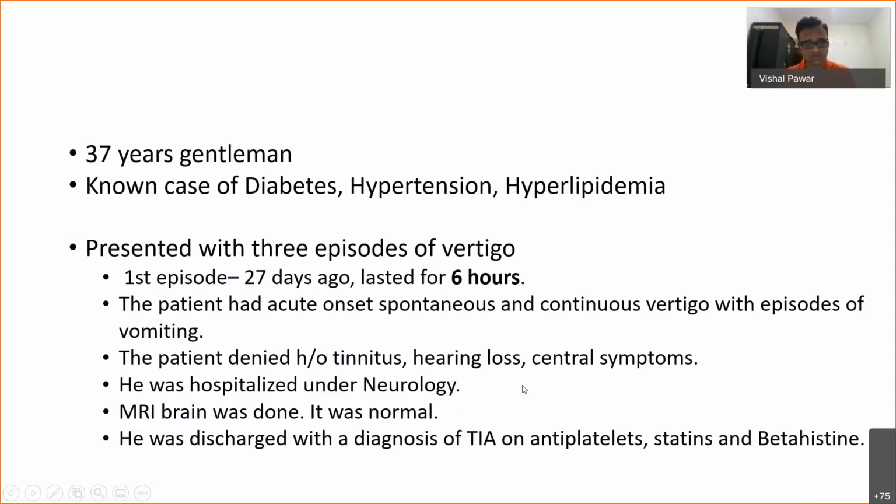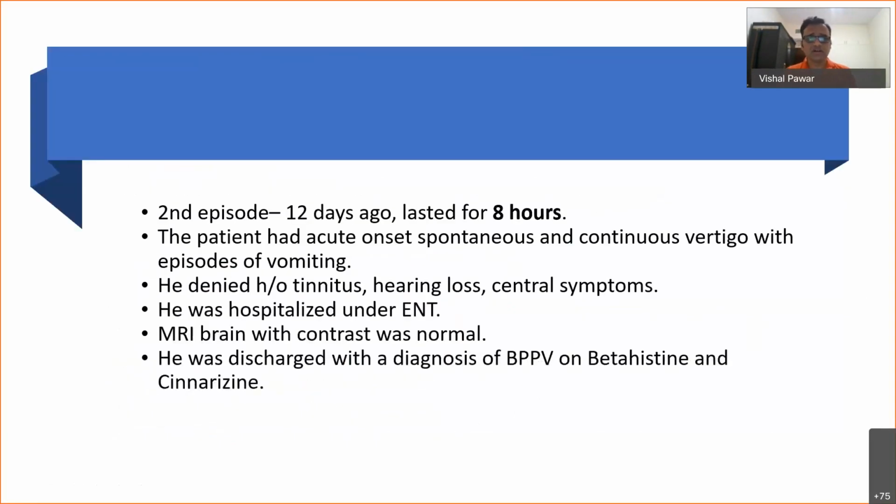And obviously, the first diagnosis which comes to mind in monosymptomatic vertigo in a diabetic, hypertensive, hyperlipidemic is a transient ischemic attack. And he was started on antiplatelets and statins, and he was discharged. Then he had a second episode, another episode which lasted for 8 hours.